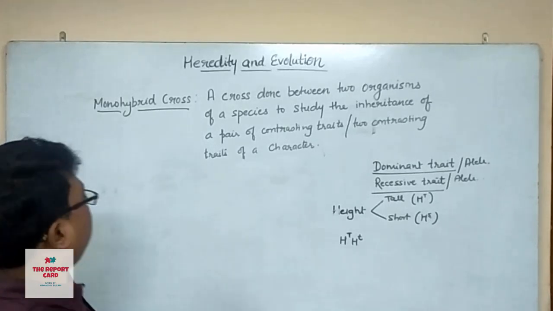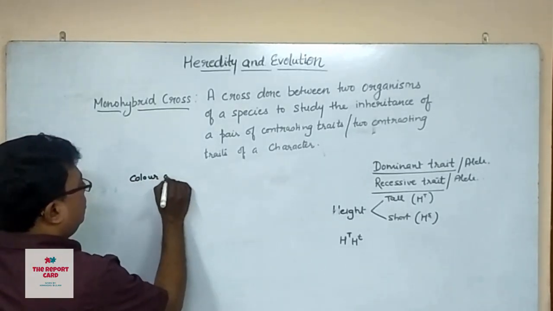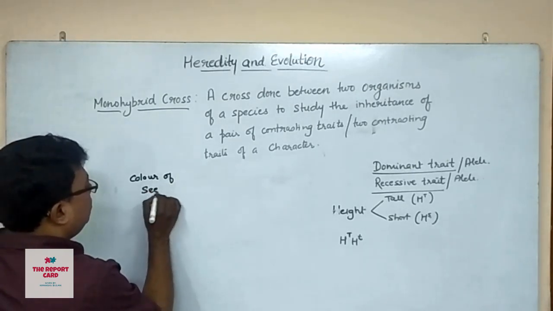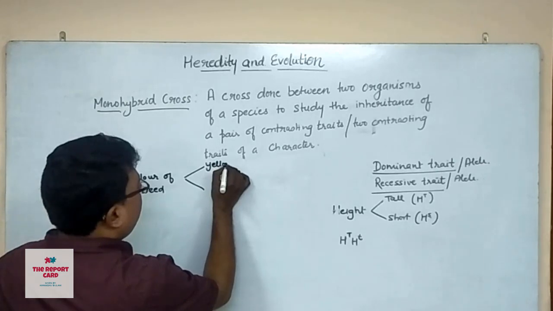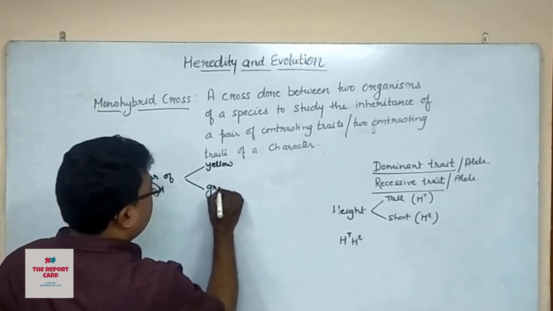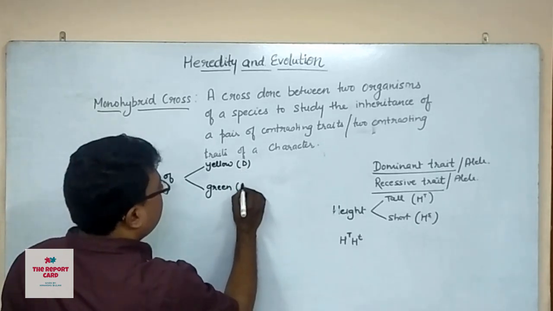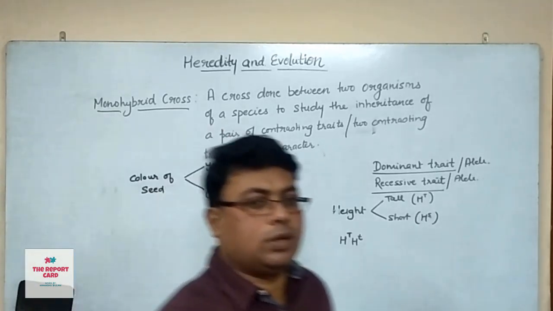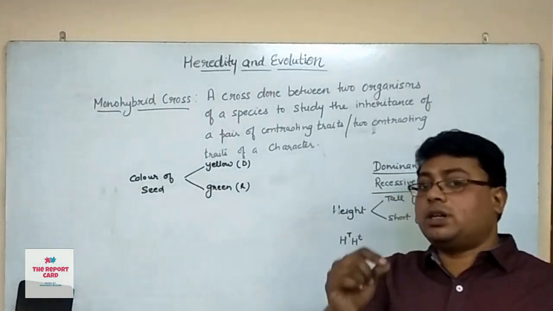Similarly, let us just take the color of seed. So we have two colors. One is yellow and the other is green. Yellow is dominant, green is recessive.